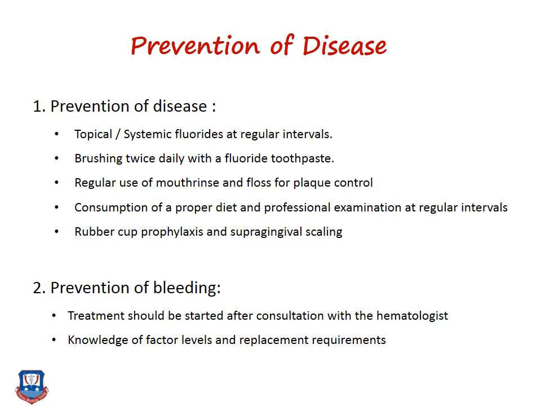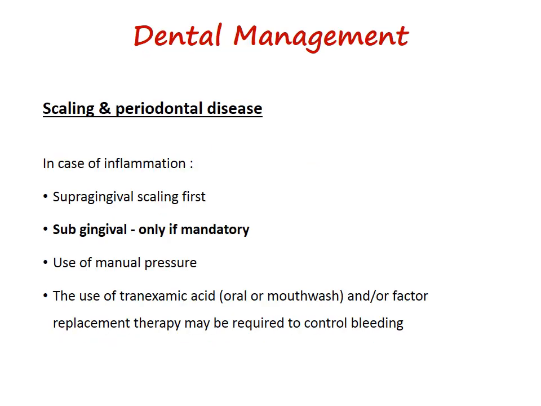So for the prevention of bleeding, the treatment should be started after consultation with the hematologist. For any treatment with any medical condition, you need to consult the child's family physician or the specialist. So here we need to first consult the patient's hematologist. Once we consult with the hematologist, then we can proceed with the treatment. So knowledge of factor levels and replacement requirements are necessary.